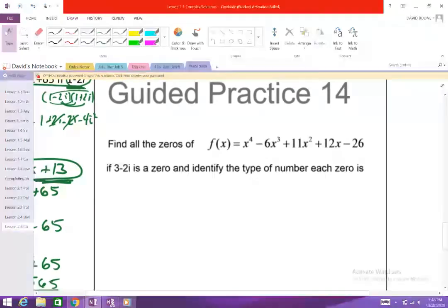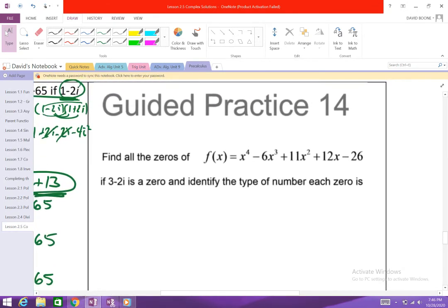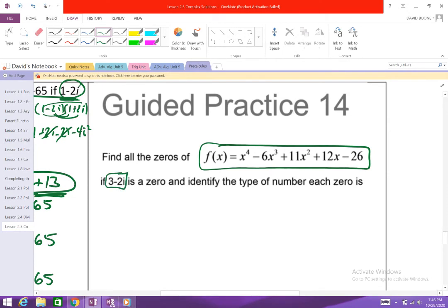All right. So this question again says you want to find all the zeros of this function. So we're going to look at factoring that. Right now I know that 3 minus 2i is a zero. Well, bam, right away, what we also know is 3 plus 2i is a zero as well. So we've got two of the 4 zeros already for our answer.